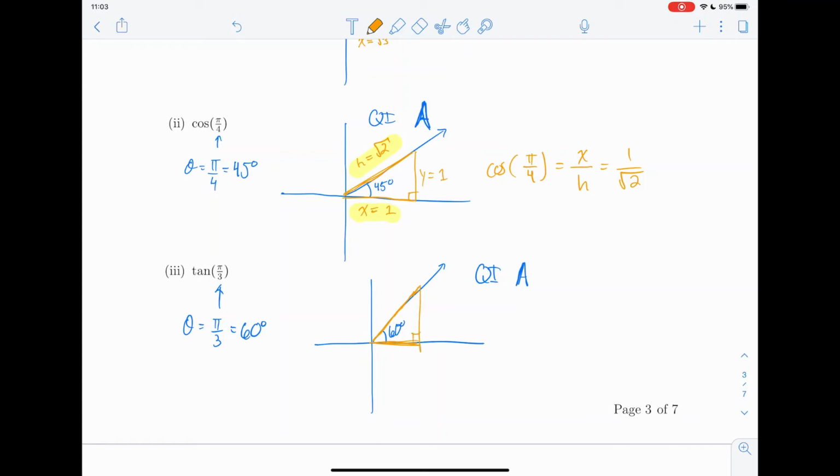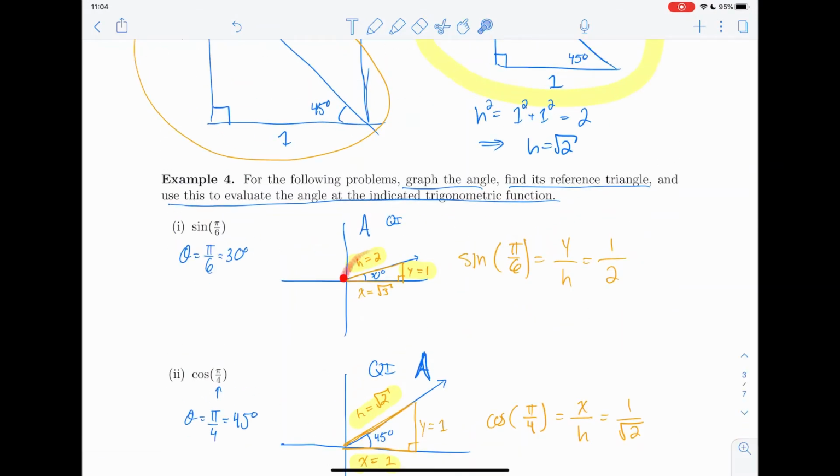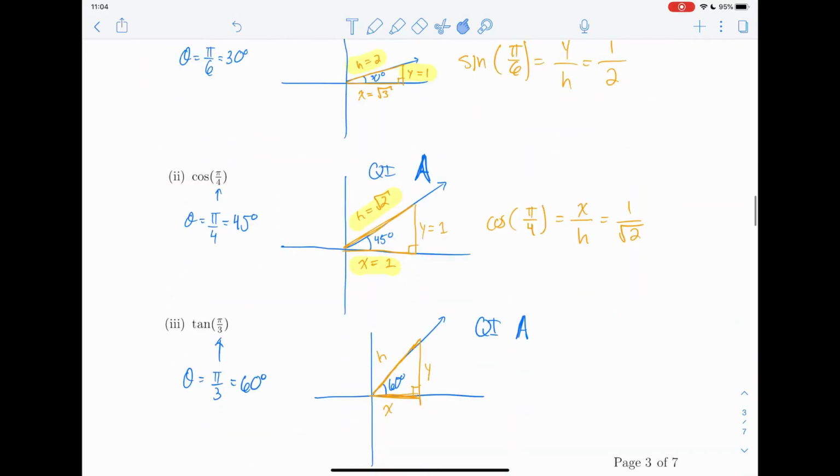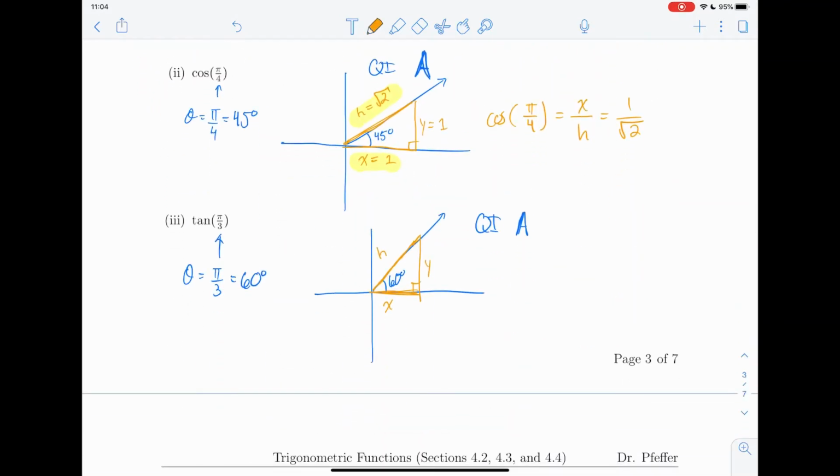There's our right triangle. It will have a base x, a height y, and a hypotenuse h, where now we again recognize this as a 30, 60, 90 triangle, but the inside angle here is a 60. So the way this is going to differ from the first problem that we encountered is that the y and the x values are actually going to swap. So in this case, again, 30 goes with the 30, and the 1 goes with the 60.